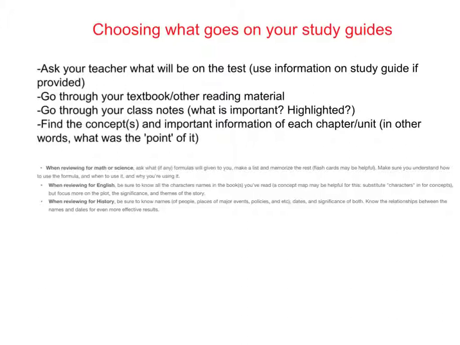If you're reviewing for an English exam, be sure to know all the characters' names in the books you've read. Concept maps are often helpful for this if you substitute characters for the concepts and you draw connections between the characters, and those can be your sub-concepts, and then your little ideas or events that happen to them, or any other significant details.